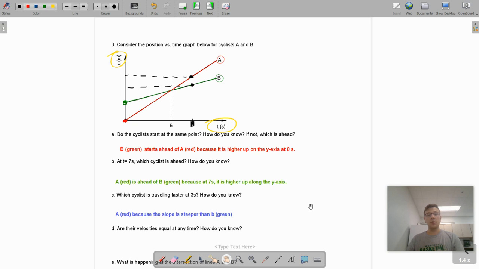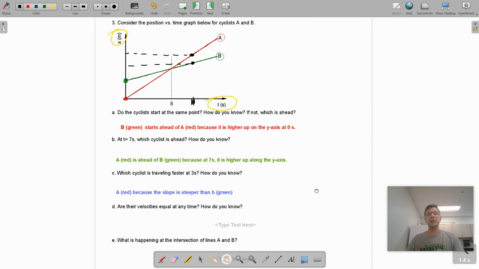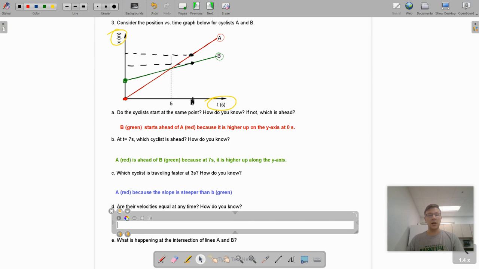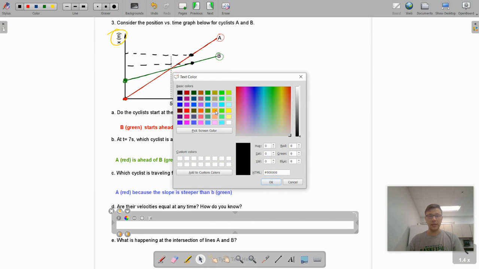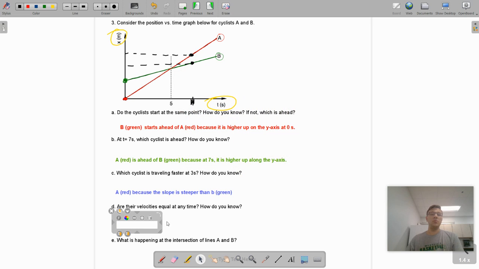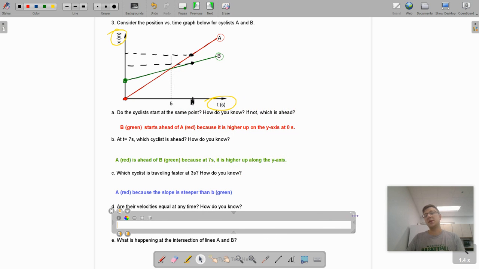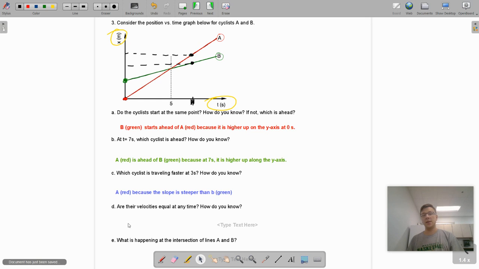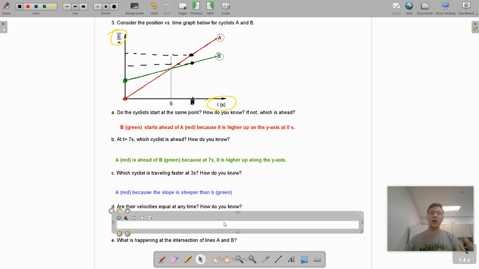All right, it says, are their velocities equal at any time, and how do you know? So this one is a little bit of a trick question. The most common incorrect answer ends up being at 5 seconds. People will say that they have the same velocity because they intersect right there. But remember, velocity is determined by the slope, and the slope of those lines never change.